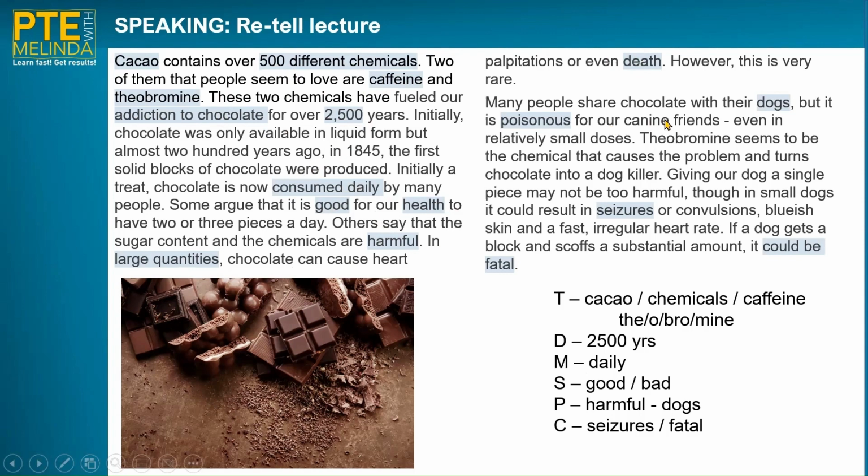And then she went on to talk about dogs, saying it's poisonous for them. It can cause seizures. It could even be fatal. So they're the things that I felt were important. Maybe you identified some of those and some other things. That's okay. And the question becomes, did you speak fluently? So let's listen to a response.